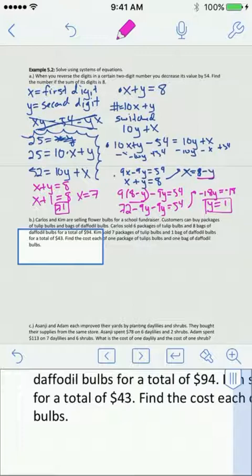A lot more information here, right? So a lot less conceptual thinking for us based on the last problem. Very similar to that first problem, right? You hear these things over and over and over again. They talk about the tulip bulbs and the daffodil bulbs.